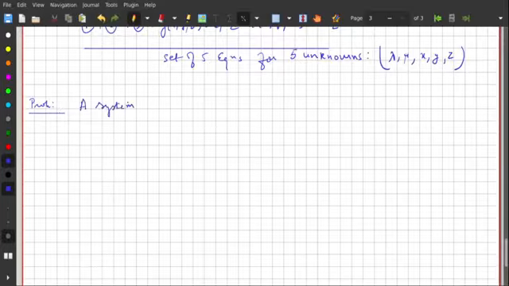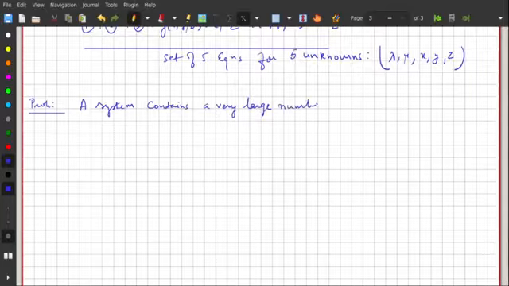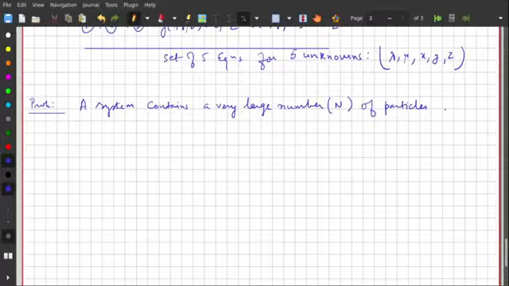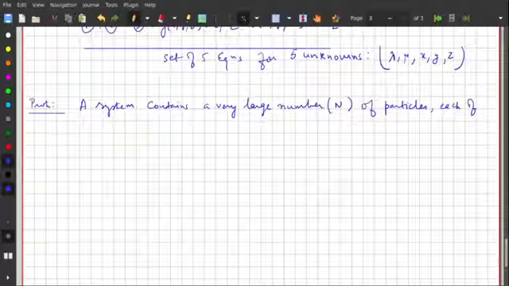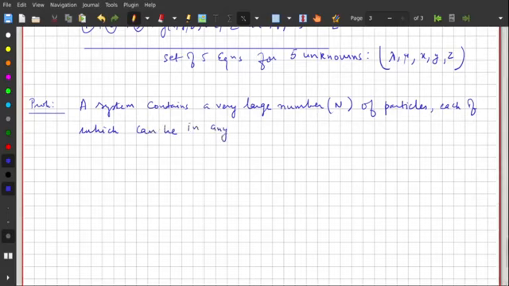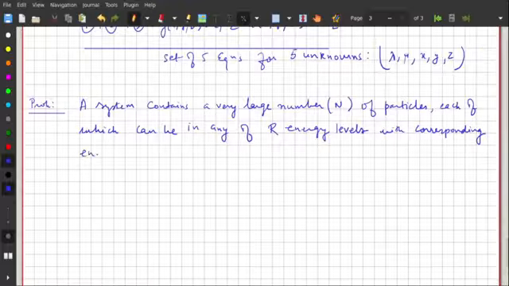Let's say we have a system that contains a very large number n of particles, each of which can be in any of our energy levels with corresponding energies E sub i, where i goes from 1, 2, 3, up to R.